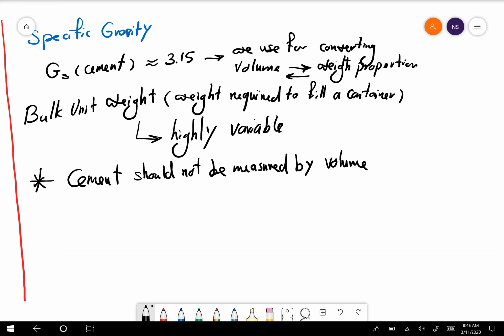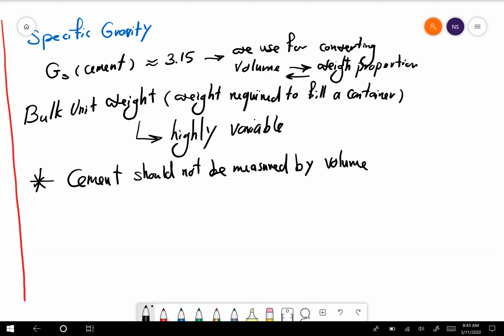And most of the time we specify how much cement we need in terms of bags, because the bags are standard. I believe they're 90 pound bags, and most of the time in the concrete plants they measure how many bags they need for 1 cubic yard of concrete. All right, so those are the basic properties of the Portland cement that we can measure in the lab.